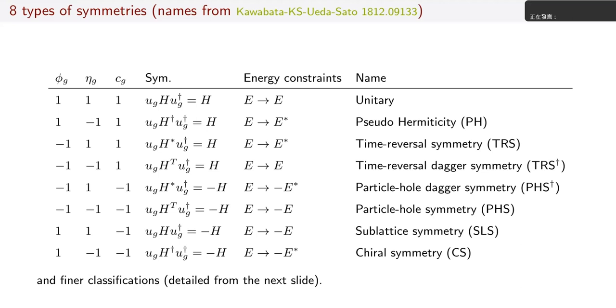And also I have sublattice symmetry, which means the Hamiltonian anticommutes with some matrix. This is called sublattice symmetry. And finally, I have chiral symmetry, which is defined as a Dagger symmetry with negative sign. But this is just a name of symmetry.